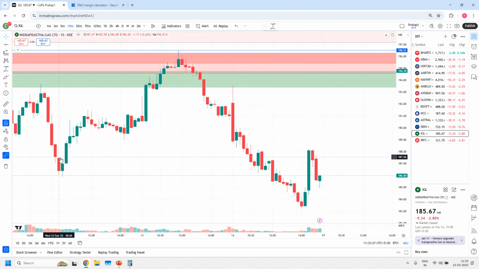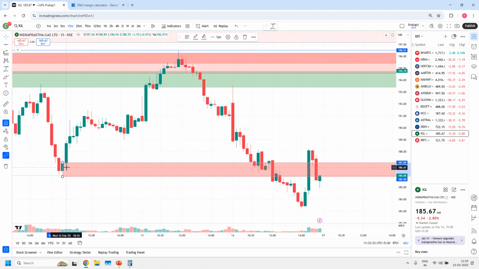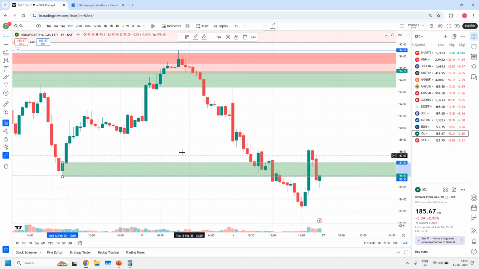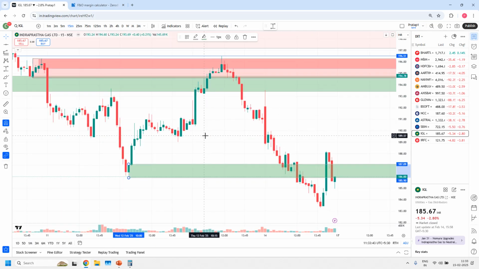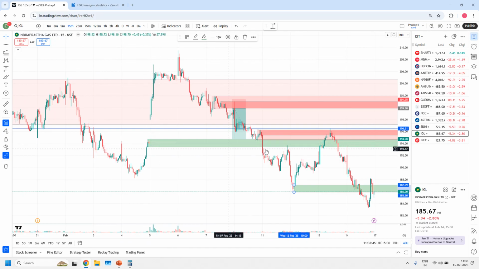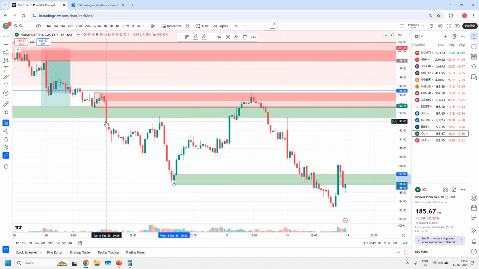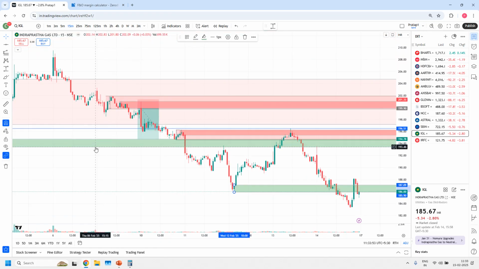Let me draw the zone. This is the demand zone. This is our target zone. You may ask, earlier we have drawn a zone, target zone. Is it not valid? No, it is not valid because see here, it is violated. After this violation, price is entered. Once it is violated, we will delete.